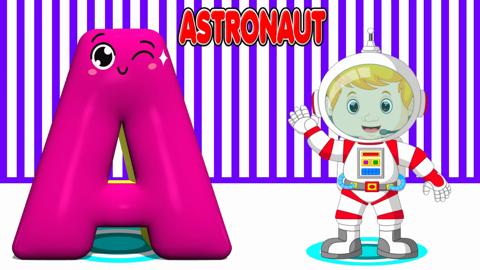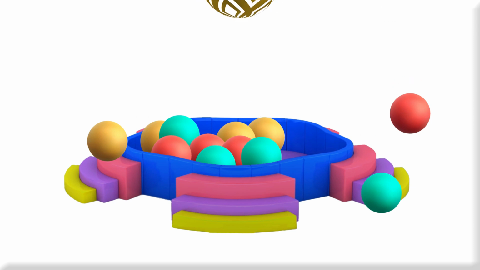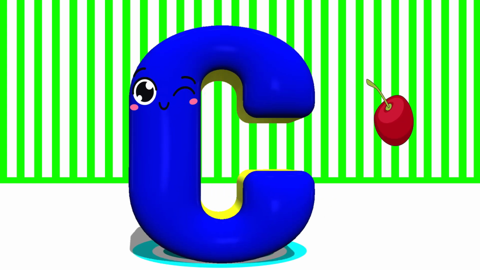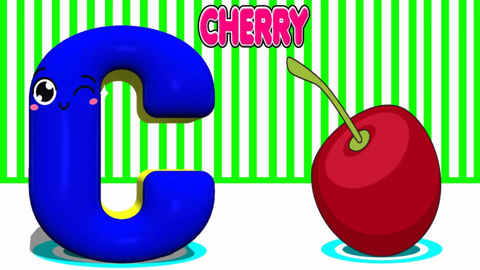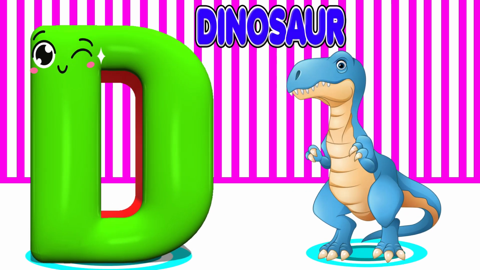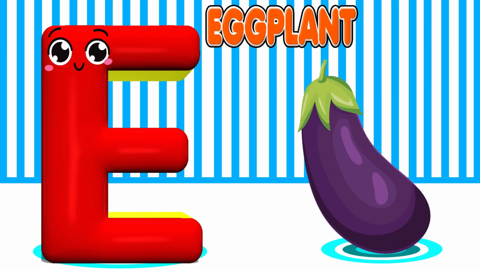A is for astronaut. B is for bicycle. C is for cherry. D is for dinosaur. E is for eggplant.